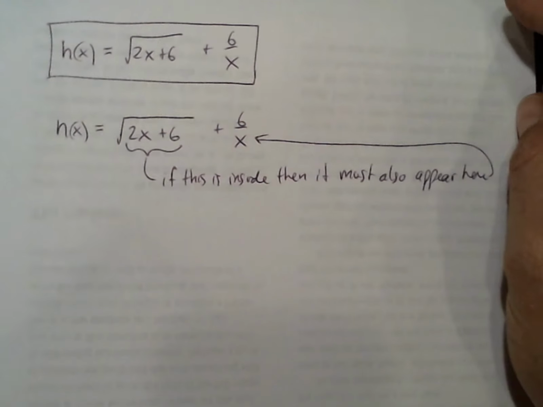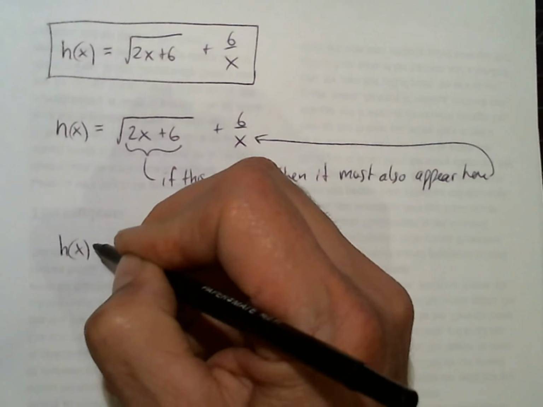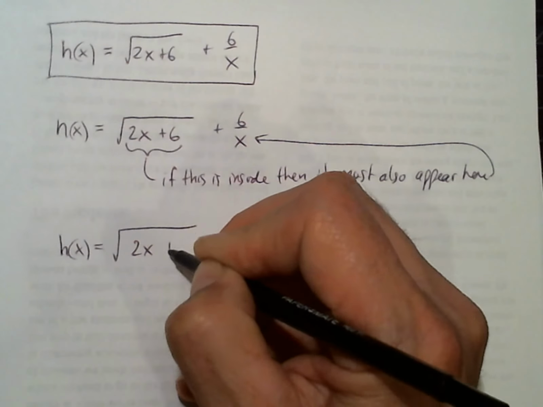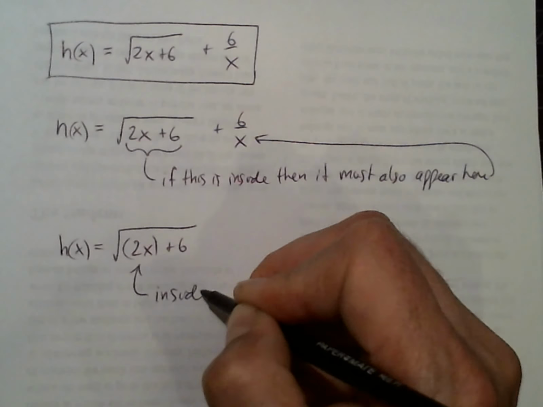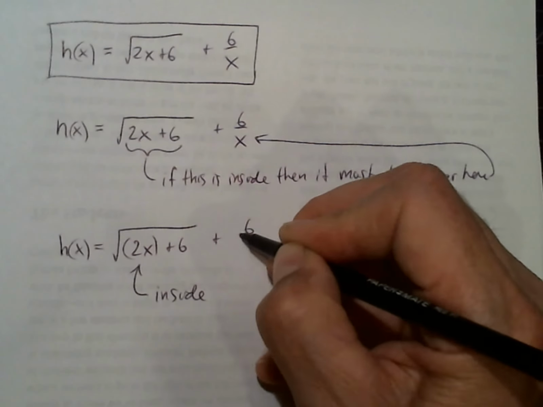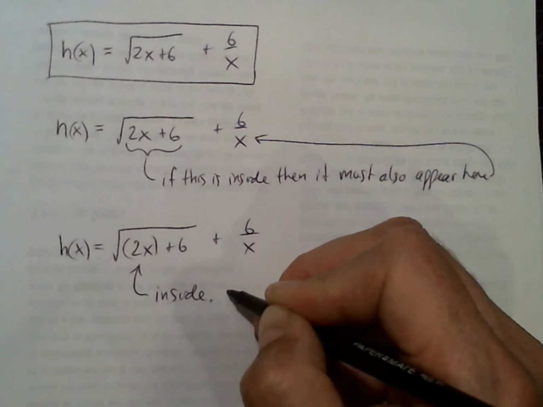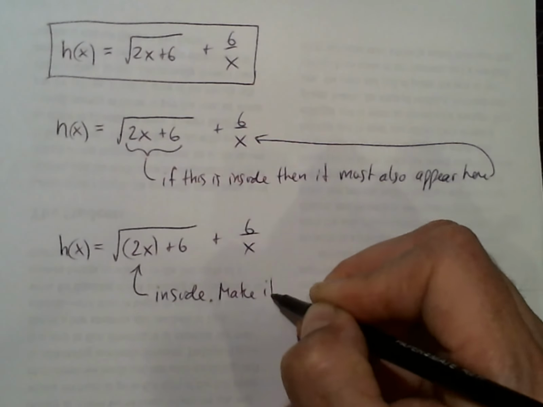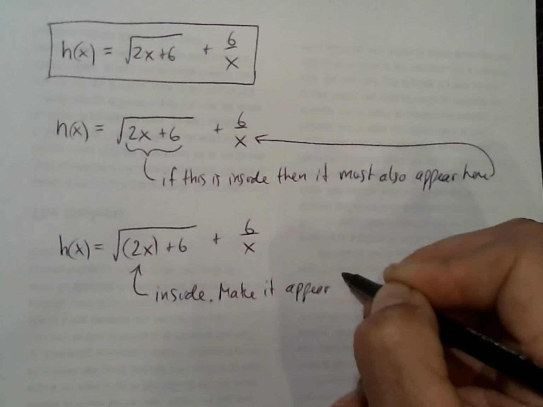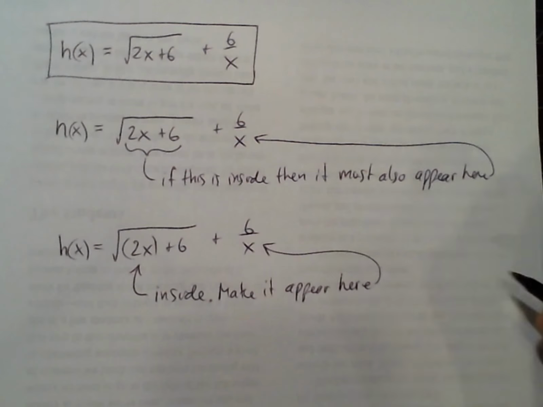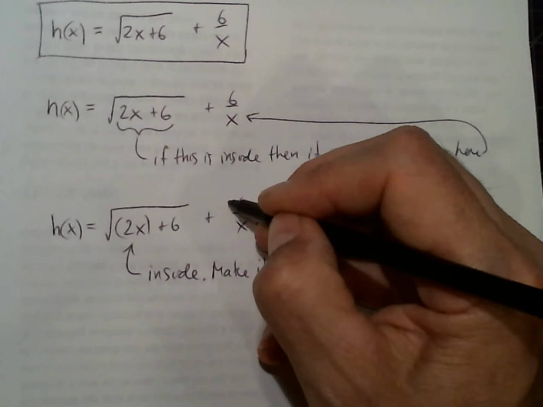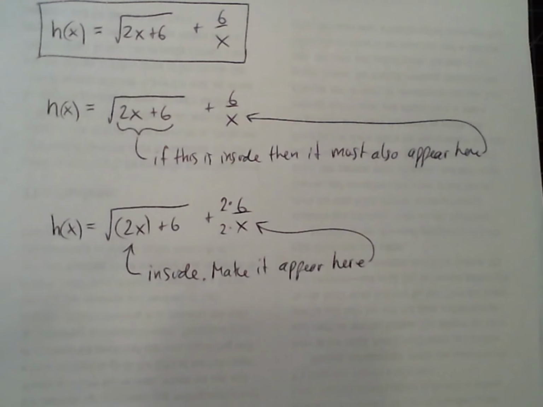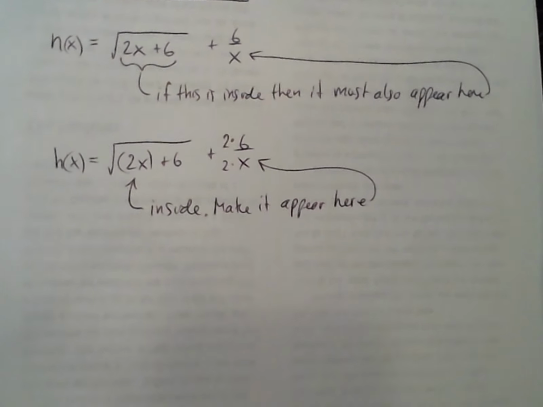So that was a problem, and we can then try this. So if the 2x is going to be the inside, all we have to do is make a 2x appear in that lower part, and we do that just by multiplying numerator and denominator by 2, and now we get the 2x.